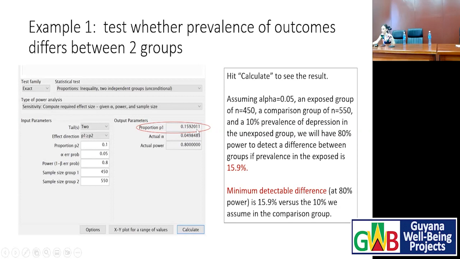So the proportion that we've gotten here is 15.9%, in comparison to the 10% that we said in the unexposed. So that's the level of effect that we're looking at being able to detect with this hypothetical study. If the exposed group has at least 15.9%, almost 16% prevalence of depression in that group, we'd be able to statistically detect that.